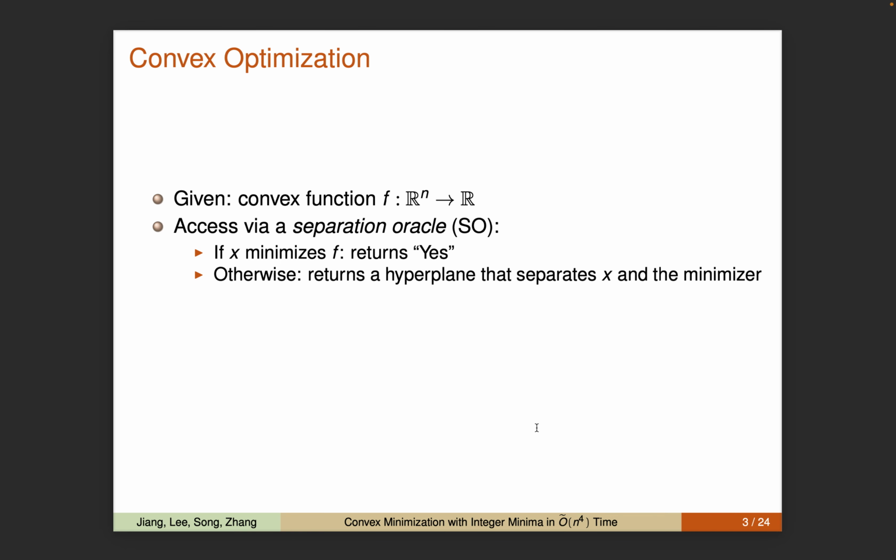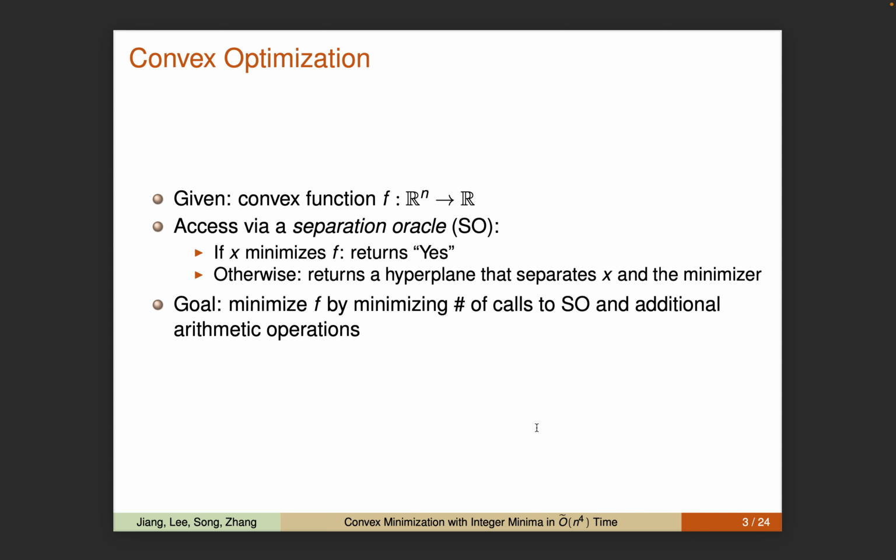A popular choice, you might imagine, would be the gradient at your current point x. If it's the minimizer, you know the gradient is zero. Otherwise, by the property of convex functions, it serves as a separating hyperplane to the minimizer. So the goal is, of course, to minimize the convex function using as few calls to the separation oracle and additional arithmetic operations as possible.